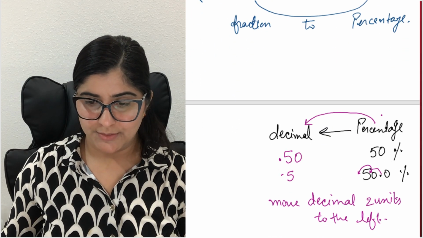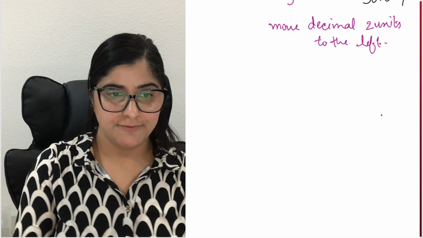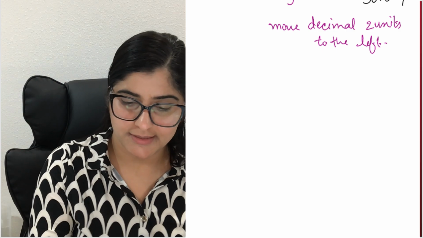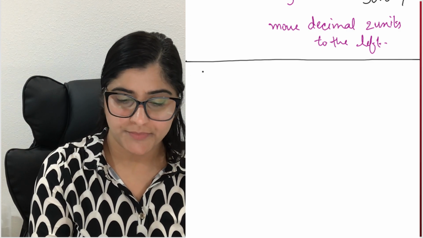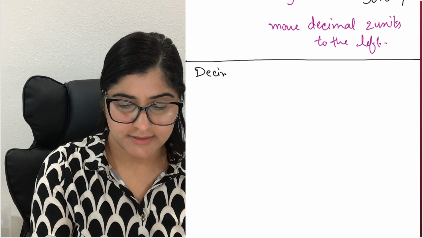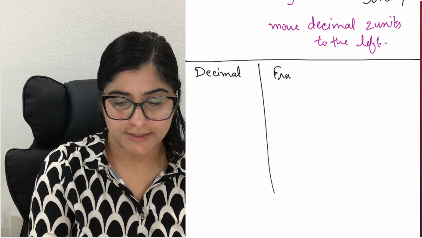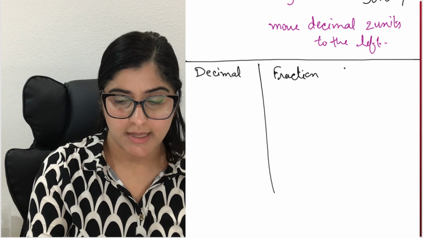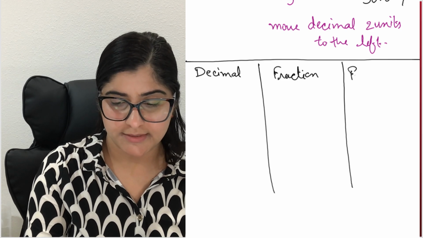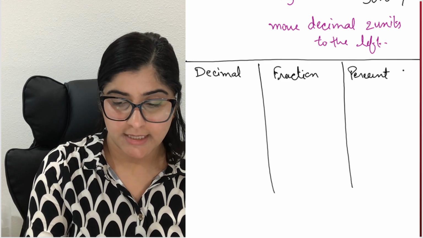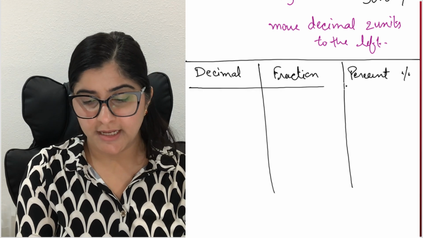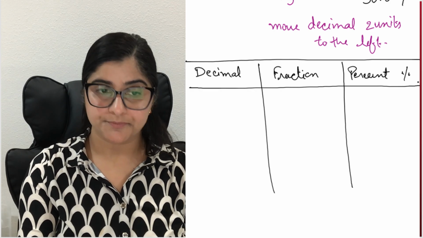Okay, so let's now try to answer a few questions. Let me write down here a table of values. This is the decimal representation. Here we will write fraction, and here we will write percent. So we can write a number in any one of these 3 forms.